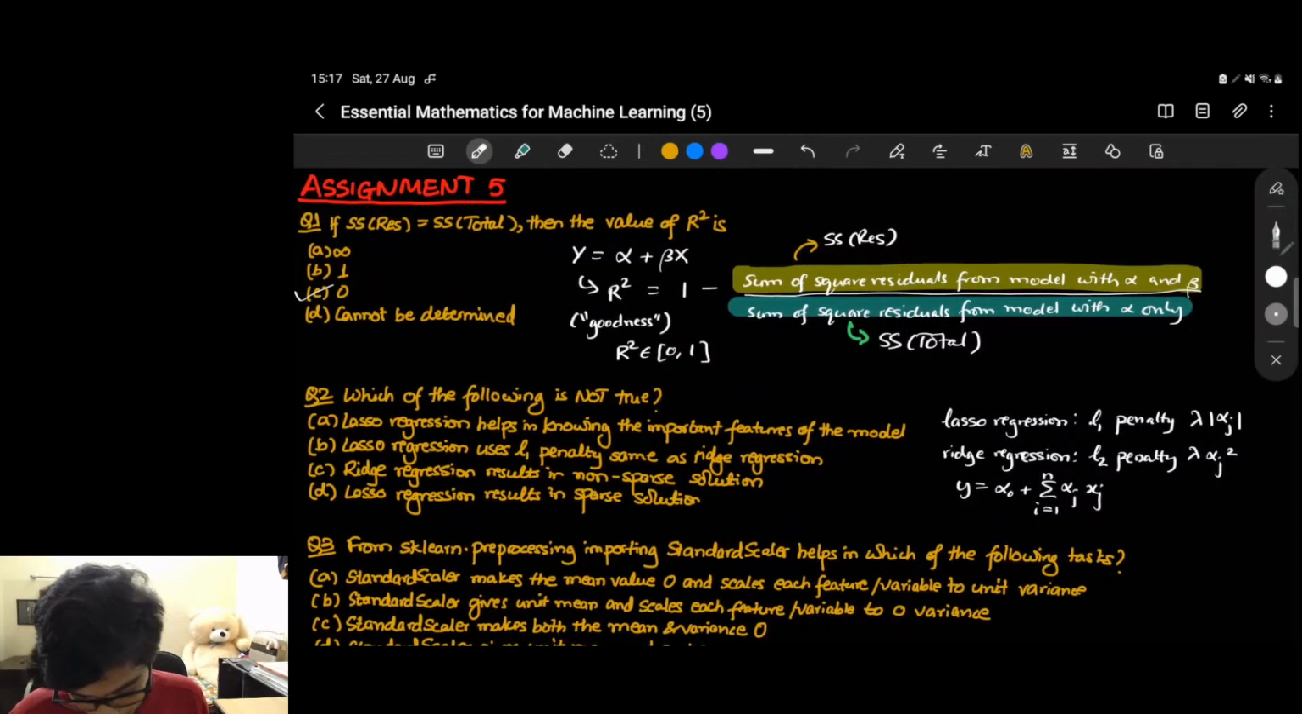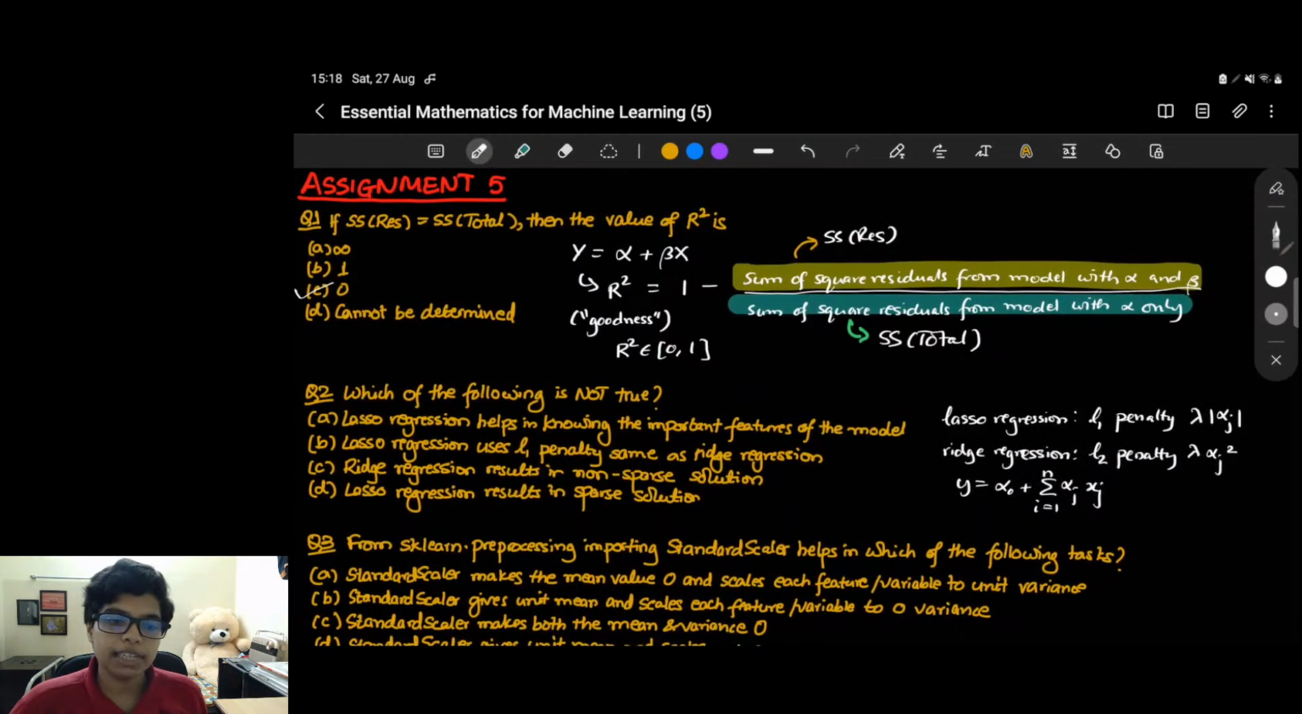Lasso regression helps in knowing the important features of the model. This is a true statement. Lasso regression indeed helps us in feature selection. The next statement is that Lasso regression uses the L1 penalty, same as ridge regression.